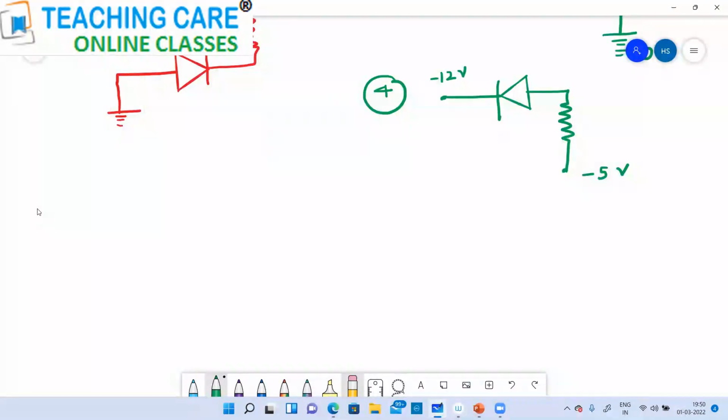No, I'm just determining the currents through the resistances. Determine the currents through the resistances of the circuits shown below. The first circuit.